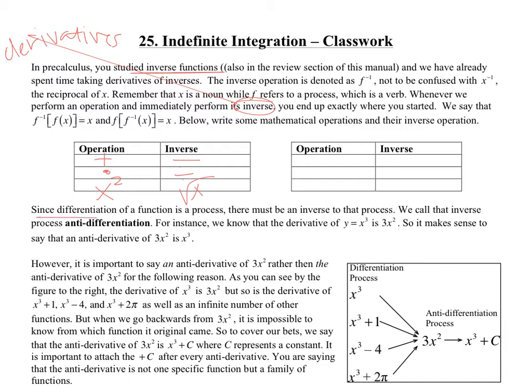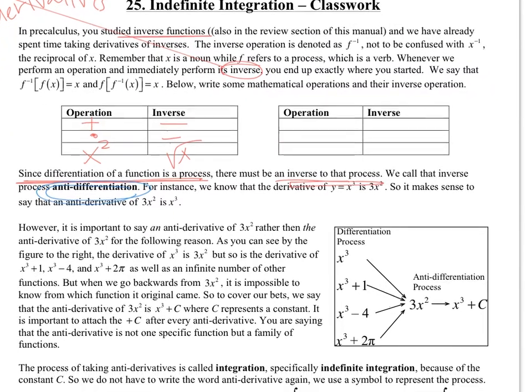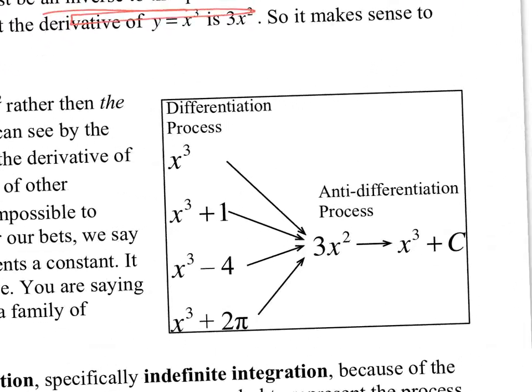So since differentiation of a function is a process, there has to be an inverse to that process, and that process is anti-differentiation. Okay, so it is the inverse of taking the derivative, anti-differentiation. And you can read along through this on your own, but basically, let's take a look right here. Let's say you have the function x to the third and you take the derivative. Well, the derivative is 3x squared.